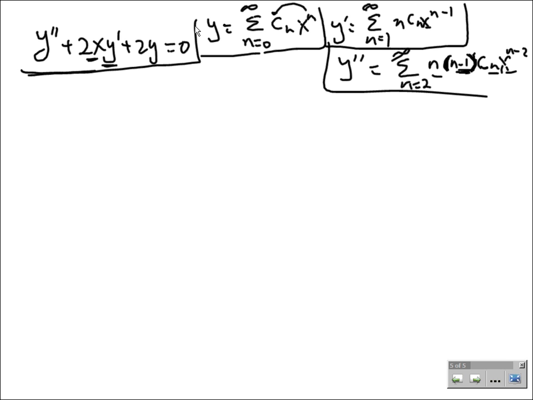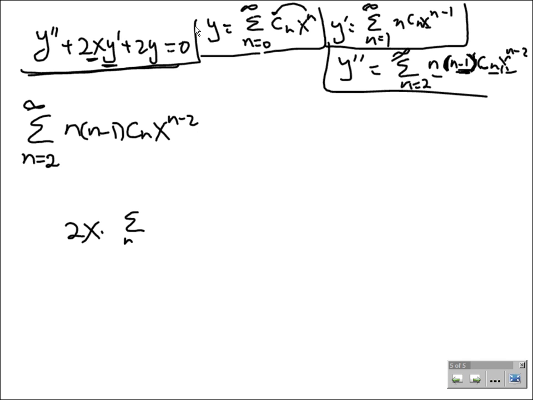So I'm going to rewrite this using sigma notation. y double prime is the summation as n goes from 2 to infinity of n times n minus 1 times c sub n times x to the n minus 2. Now 2x times y prime, where this is y prime.